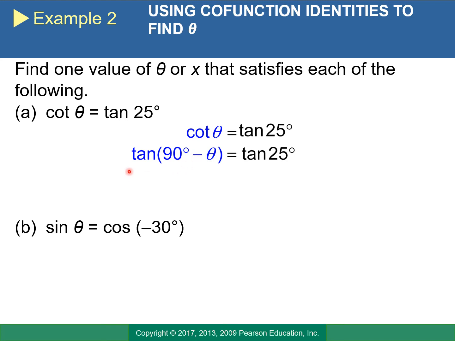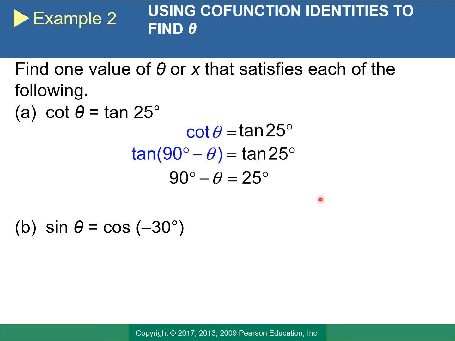And that's going to allow us to break this down. Tangent of 25 degrees is tangent of 90 minus theta. And so if you think about it, if tangent of an angle equals tangent of an angle, then the angles are equal, or arguments if you want to call them that. The arguments are equal. So 90 minus theta must equal 25 if the tangent values are going to be set equal.